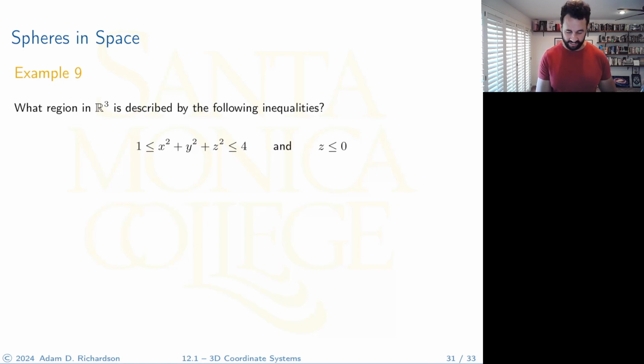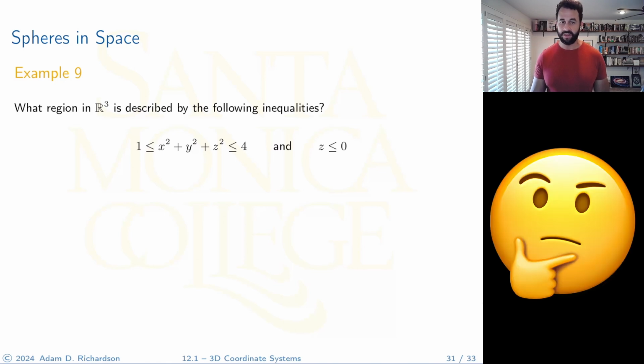What region in space, 3-space, is described using the following inequalities? 1 is less than or equal to x squared plus y squared plus z squared, and that's going to be less than 4, but also z has to be less than or equal to 0. So again, think about this one. Try to think about what this region could look like. Use your intuition for something that looks like this. Think about it for a minute.